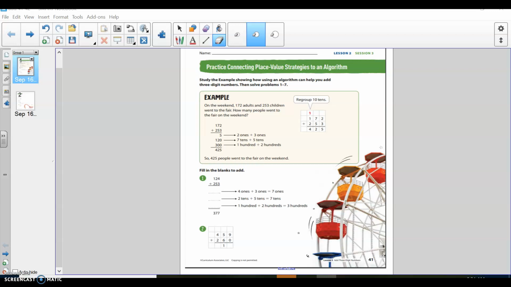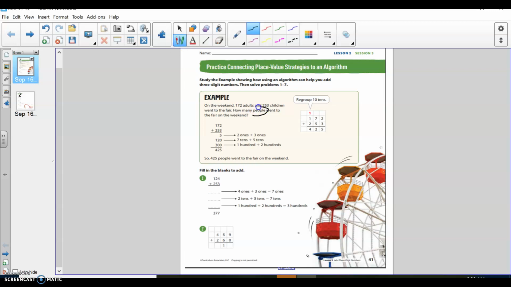Today we are going to practice connecting place value strategies to the up and down algorithm. We'll look at the example and do two problems together, and then you will solve the additional problems on your own to show your understanding. For our example, on the weekend 172 adults and 253 children went to the fair. How many people went to the fair on the weekend? We are going to add 172 plus 253.